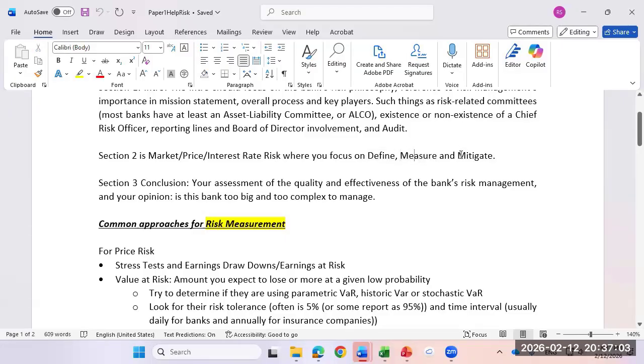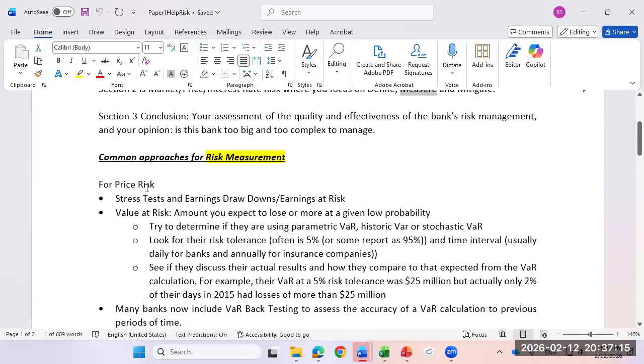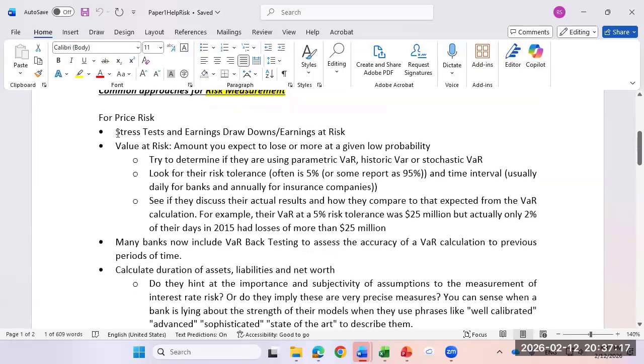Then you're going to talk about how they measure it and how they mitigate it. On the measure side, you will definitely be putting tables and charts from your annual report into your paper. It's really critical that you show that. So for market risk, you're going to see things like stress tests.